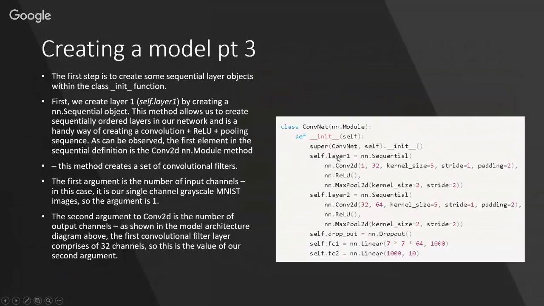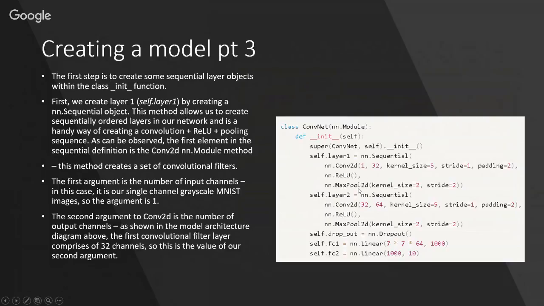The first step is to create a sequential layer object within the class. First, we create a layer, self.layer1, by creating an nn.Sequential object. This method allows us to create sequential ordered layers in our network, as described in the previous webinar, and is a handy way of creating a convolution plus ReLU plus pooling sequence. It can be observed the first element in the sequence definition is nn.Conv2d, as you can see, convolutional 2D, ReLU, and max pooling.